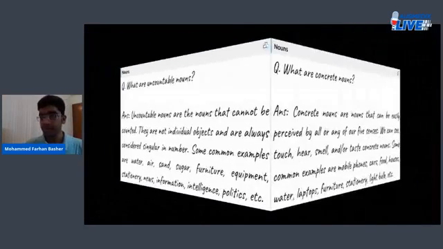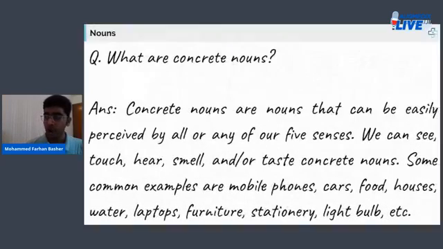Okay. Then we have concrete nouns, right? Concrete nouns are nouns that can be easily perceived by all or any of our five senses. We can see, touch, hear, smell, and or taste concrete nouns, right? So concrete nouns are those objects or those elements or those things that can be touched, that can be seen, that can be smelled, that can be heard, that can be tasted, right?